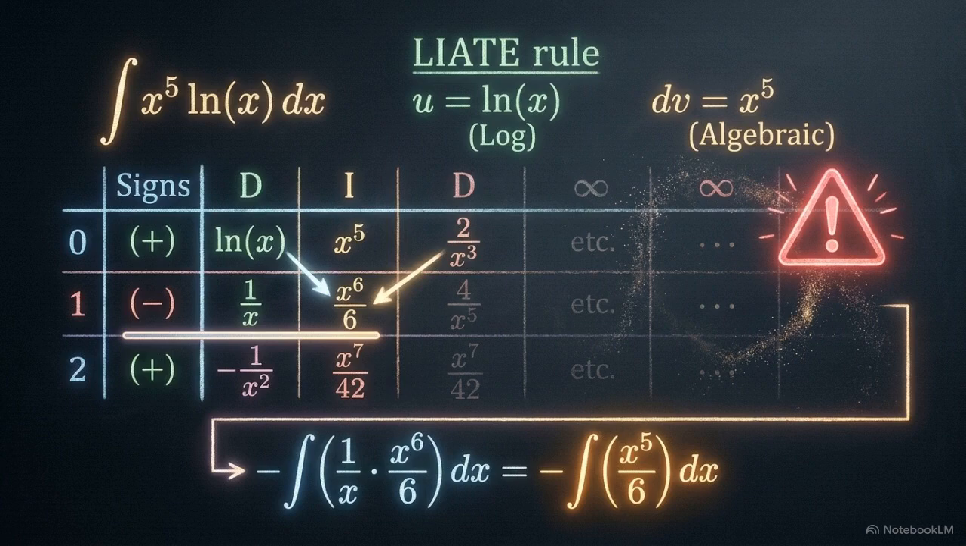We resolve this by stopping the table as soon as a horizontal row forms a simple integrable product. Multiplying 1 over x by x to the 6th over 6 across the first row creates a basic power rule problem. We stop there, multiply horizontally, and place that result back inside an integral to finish the calculation. Recognizing this failure point allows us to use the tabular structure for organization while manually overriding the process when the derivative column fails to terminate.